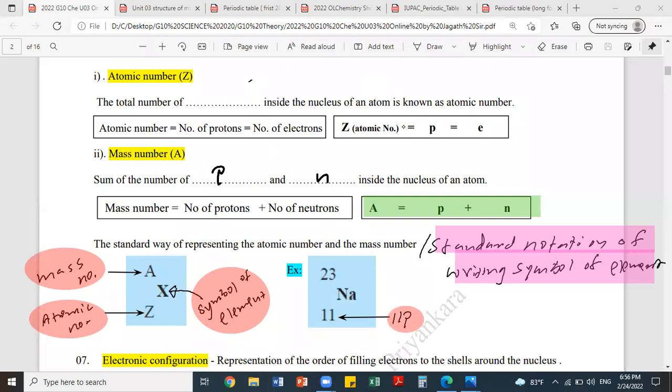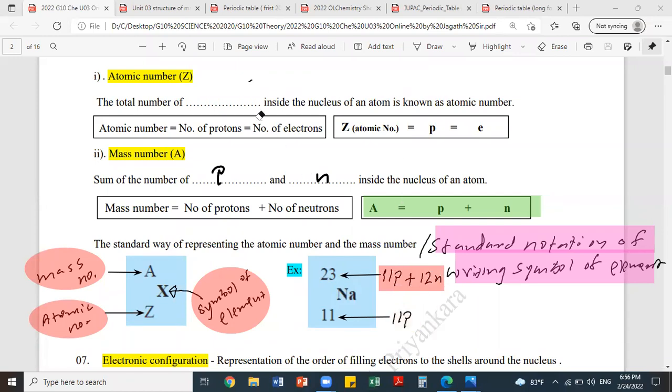Then what is this 23? It is the sum of the number of protons and neutrons, the total given by the mass number. The 23 consists of the same 11 protons, because protons are inside the nucleus, plus 12 neutrons. 11 plus 12 neutrons is the sum of the number of protons and neutrons. Is that clear, everyone?